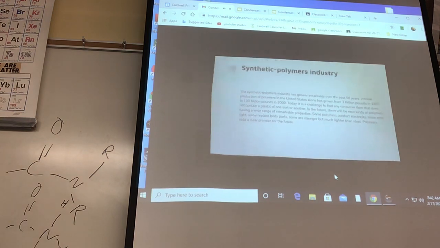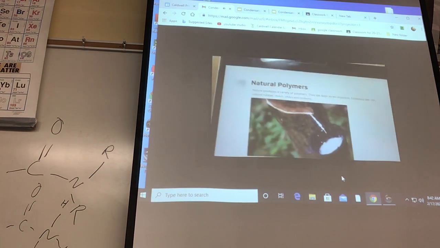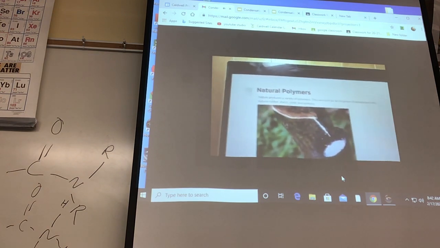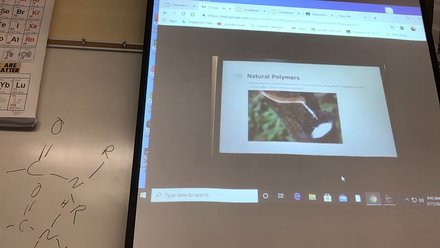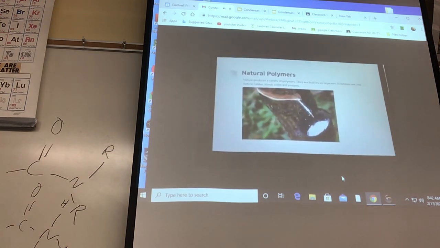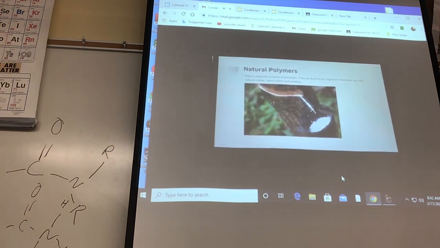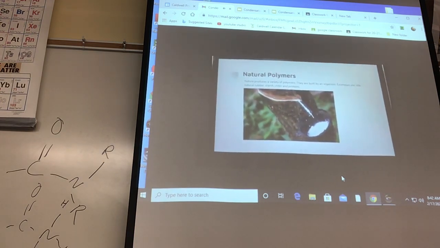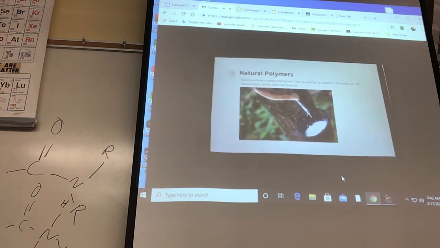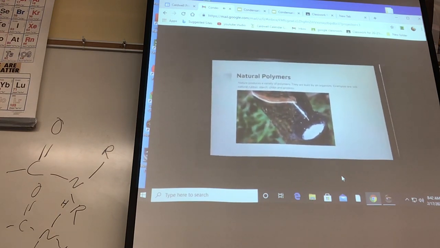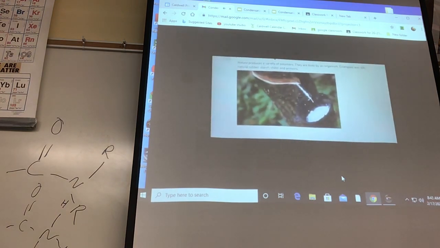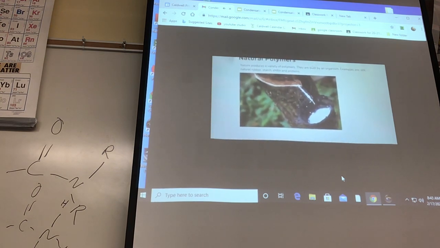And there's something interesting: natural polymers. Nature produces a variety of polymers. They are usually built by an organism. Examples include silk, natural rubber, starch, chitin, and proteins. And this is a picture of natural rubber.